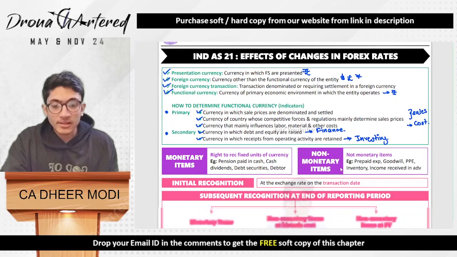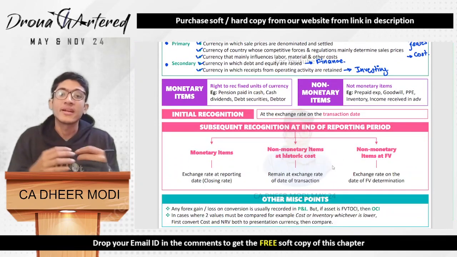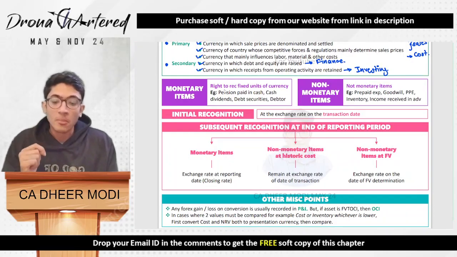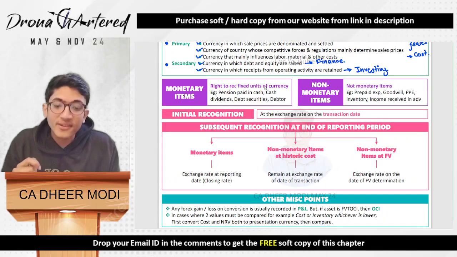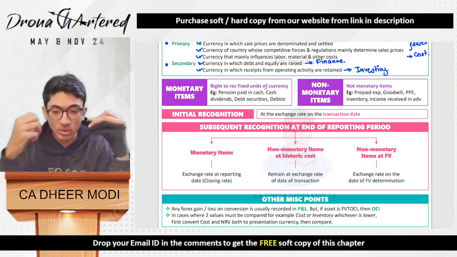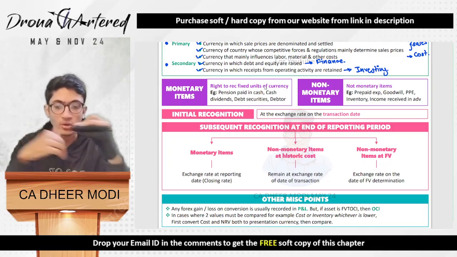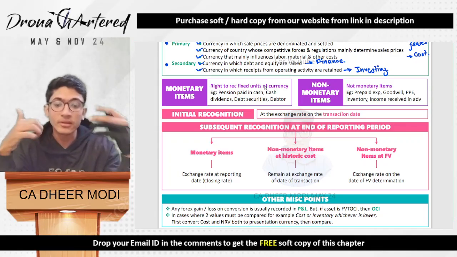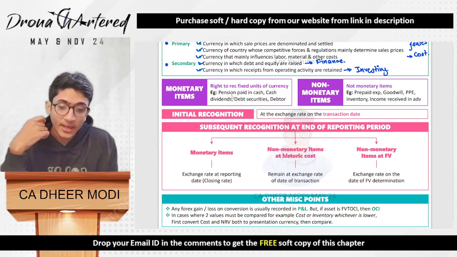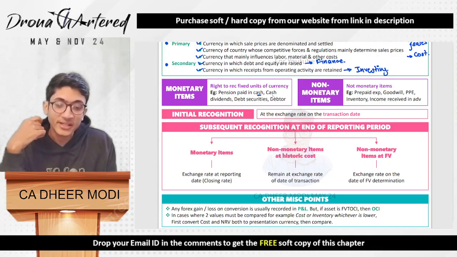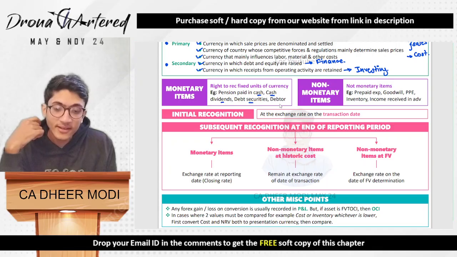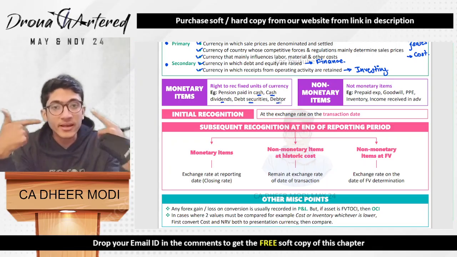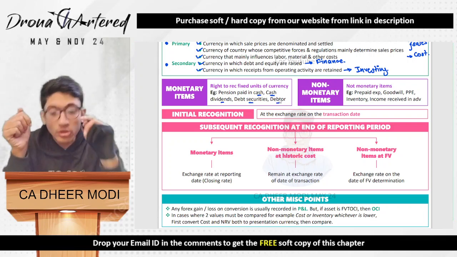Now, basically, there are two types of items. First is your monetary items, and second is your non-monetary items. Now, what are monetary items? Monetary items are the right to receive a fixed unit of currency. So, if we are talking about assets, if you have the right to receive currency, for example, any pension paid in cash, any cash dividends, debt securities, debtors, all of this will be settled in cash. All of this will be settled by exchanging money. So therefore, these are your monetary items.